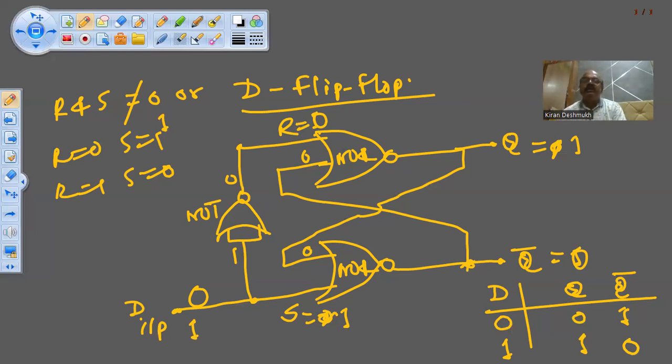In the next lecture, we will be discussing the clocked RS flip-flop and clocked D flip-flop. Okay, what are the drawbacks of simple RS flip-flop and simple D flip-flop, which we can remove in case of the clocked RS flip-flop and clocked D flip-flop. Okay, we will discuss that. So I will stop here.